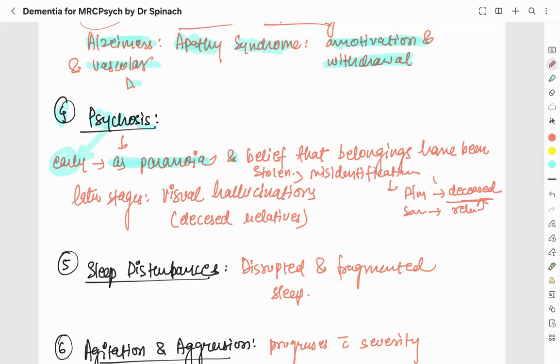So paranoia, that is, persecutory beliefs are there, and also belief of infidelity. Infidelity is common in belief. Then you have stolen belief, that someone has stolen things. These are some of the very common beliefs that are seen.